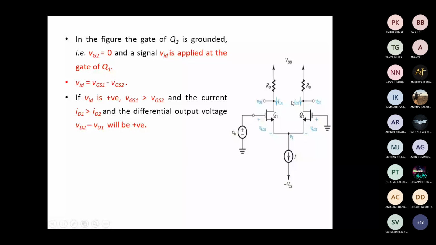So you can assume total bias current is I. ID1 is around 7 amps, and ID2 is 3 amps, right? So what will be the value of VD1? What will be RD into ID? What will be the drop here? Let us take the drain resistance as 10 kilo ohms, a common value, and VDD around 15 volt. Can one of you calculate VD1 and VD2?